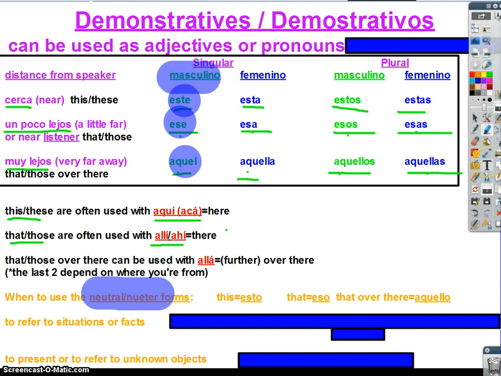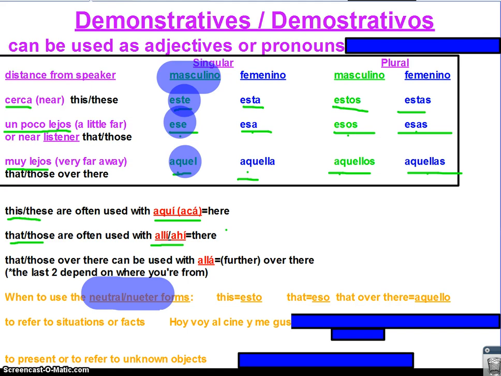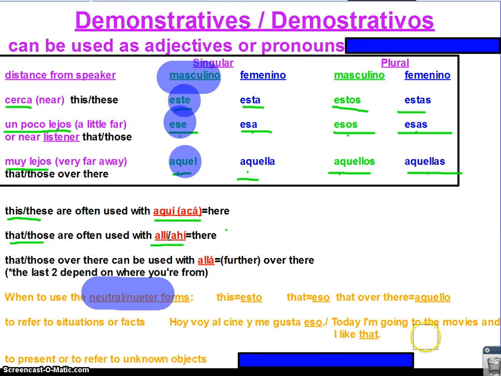Let's write down some example sentences with these neutered demonstratives. If I said, hoy voy al cine y me gusta eso, I'm saying, today I'm going to the movies and I like that. The fact that I'm going to the movies, that can't have a gender, so I'm going to use the neuter form. If I asked you, ¿qué es eso? I'm asking you, what is that? If I don't know what that is, I can't know the gender of it, so I have to use the neutered form.